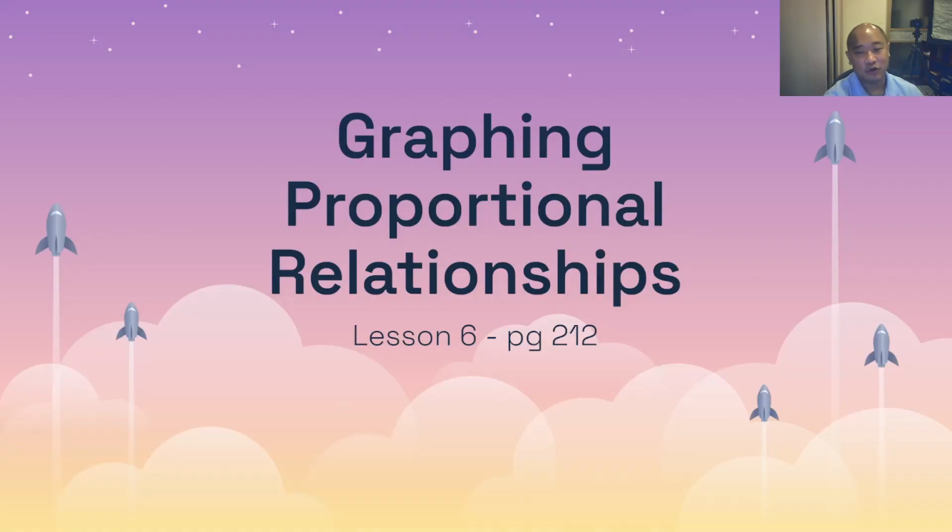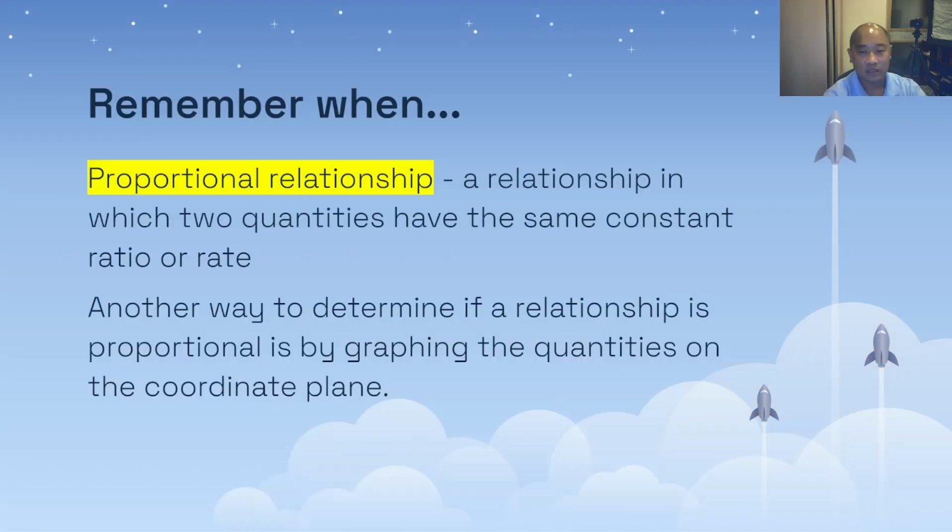Today, we're graphing proportional relationships, which is lesson 6 on page 212 if you're following along in the book. Remember yesterday when we talked about proportional relationships? It's a relationship in which two quantities have the same constant ratio or rate. Well, we could also determine if a relationship is proportional by graphing.